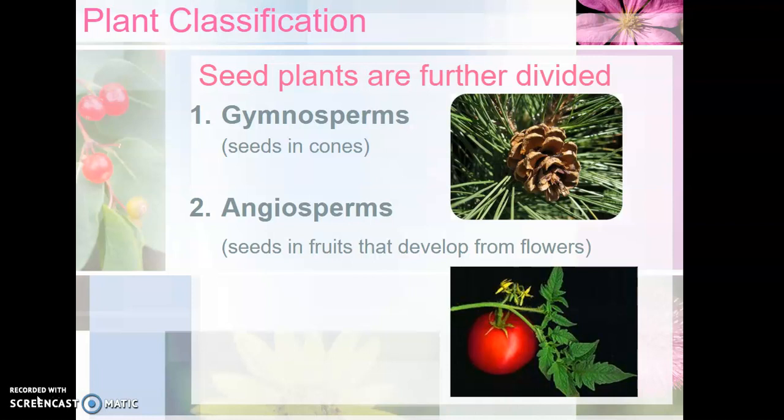Angiosperms, on the other hand, produce seeds in fruits, like this tomato, that develop from flowers, and you can see the yellow flowers that eventually formed the tomato. And yes, tomatoes are fruits. Botanically speaking, anything that has seeds inside, even a cucumber, is considered a fruit.